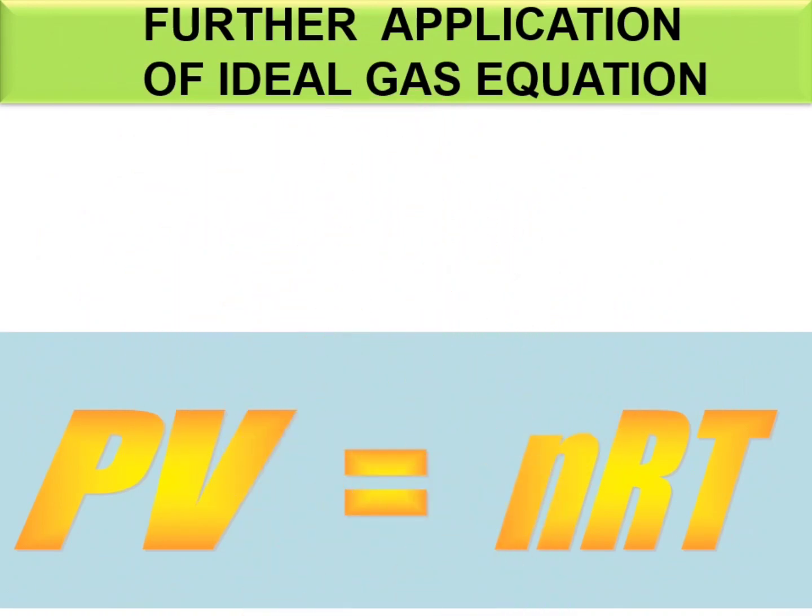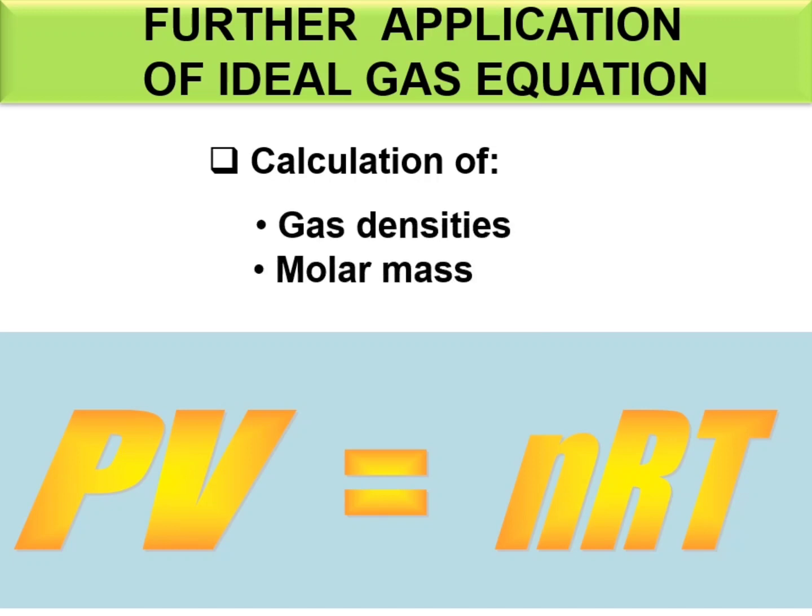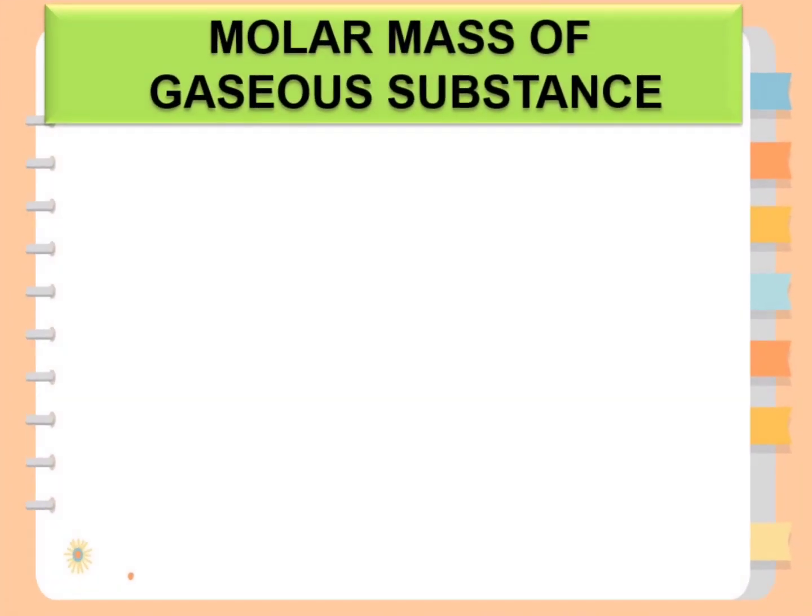Next, we look at the further application of ideal gas equation. So kita ada lagi formula yang relate dengan ideal gas equation, di mana calculation of gas densities and molar mass. So we can simplify ataupun kita boleh ubah formula PV equal to nRT kepada formula yang kedua dan formula yang ketiga yang boleh relate dengan gas densities dan juga molar mass. Okay, we look at the first one, molar mass of gaseous substance.